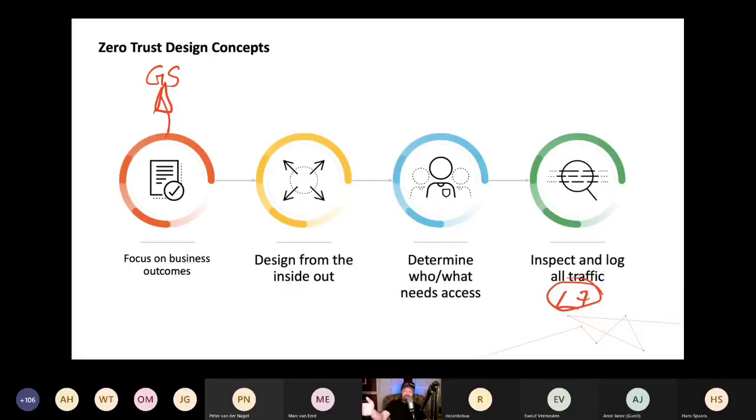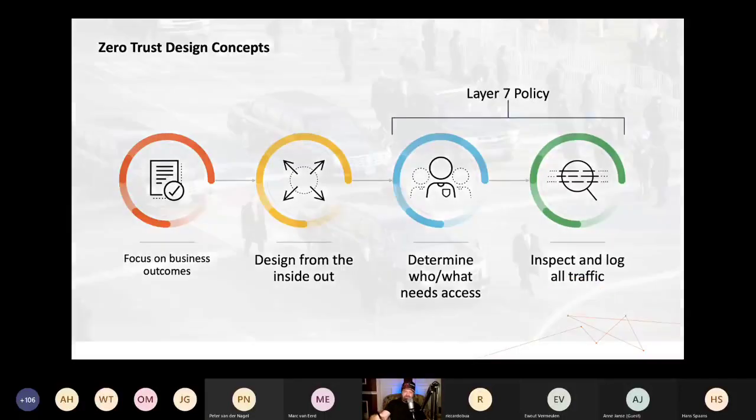Every attacker knows how to bypass this. So once we can do this, we can turn this into a layer 7 policy statement. I just need layer 7 controls to enforce that policy. And so ultimately, Zero Trust is a policy statement, right? It's not a technology. It's a strategy that's instantiated in policy.